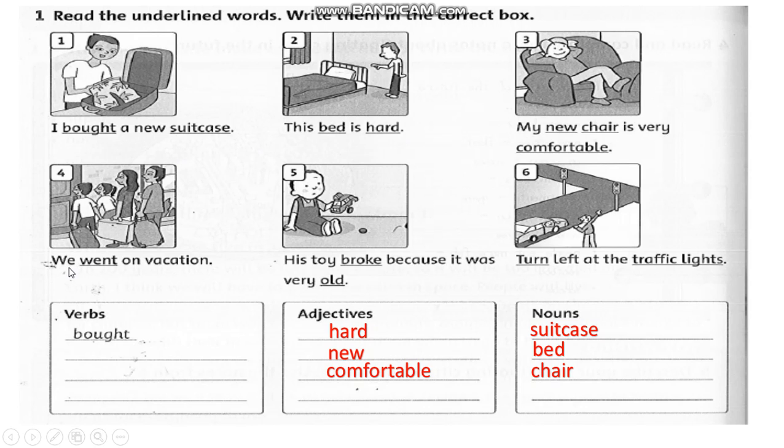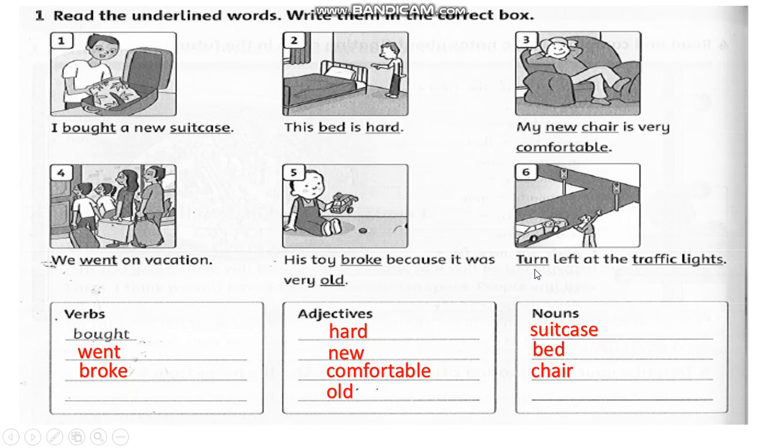Sentence number 4. We went on vacation. So just like under went. Is went a verb, adjective, or noun? Yes, good job. Went is a verb. So we write here. And number 5, his toy broke because it was very old. So broke is a verb. And old is an adjective.